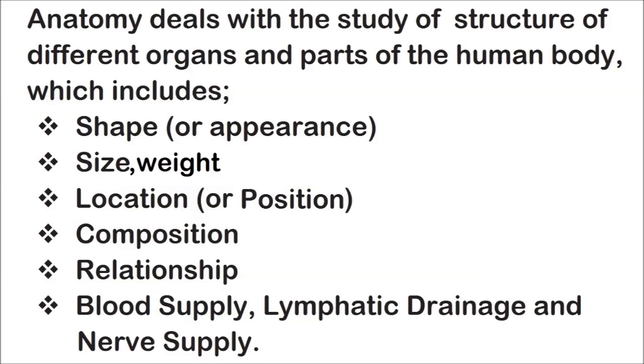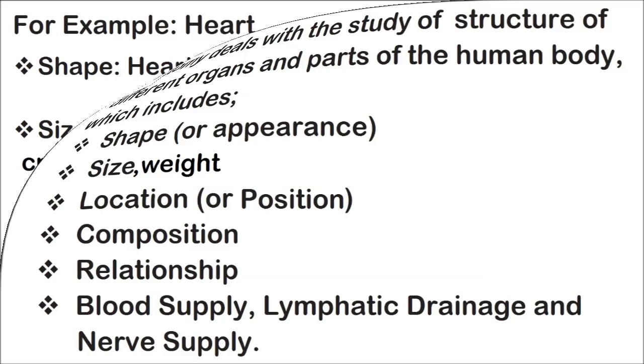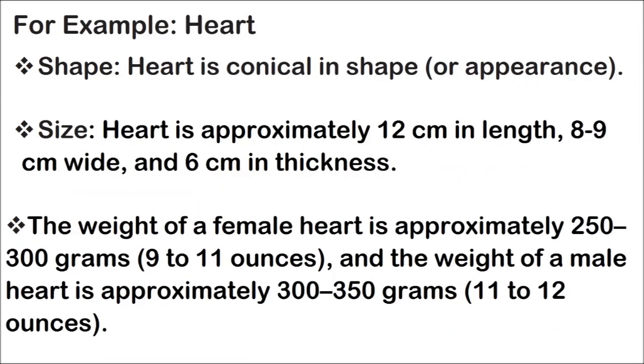So anatomy deals with the study of structure of different organs and different parts of the human body, which includes number 1, shape or appearance, number 2, size and weight, number 3, location or position, number 4, composition, number 5, relationship, number 6, blood supply, lymphatic drainage and nerve supply. Now, the explanation of these terms.